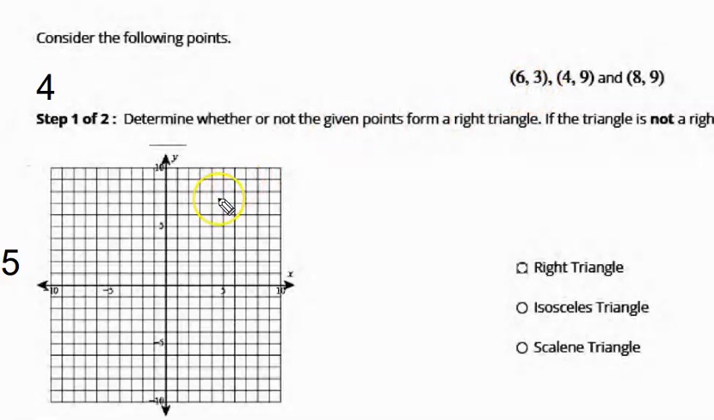6, 3. So 6, 3 is right there. 4, 9. So 4, 9. Let's see here. Count up 9 here. This is 1, 2, 3, 4, 5, 6, 7, 8, 9. Okay, right there. And then 8, 9. Well, there's 6, 7, 8, and this is going to be right there. So let's make our lines.